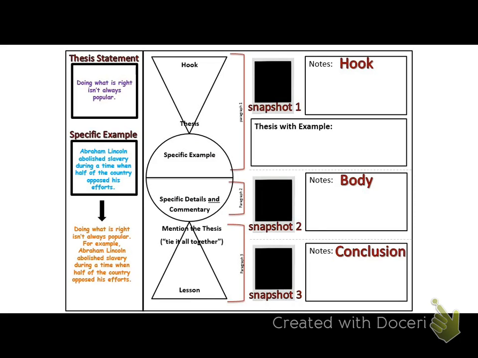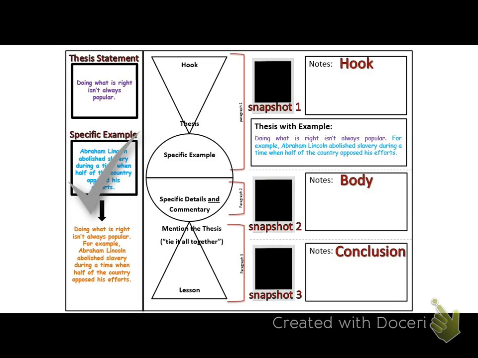You'll notice if you see it on my handout, I've done just what I'm asking you to do. Once you get your thesis statement with your example sentence written, rewrite it over on the right-hand side of the page in the box labeled Thesis with Example. You will notice now that my thesis statement is color-coded in purple and my example is color-coded in blue.